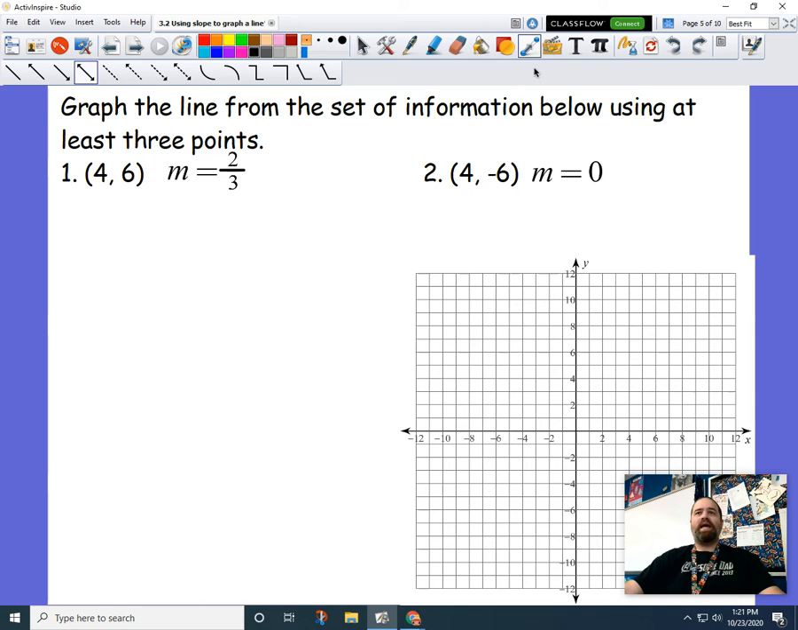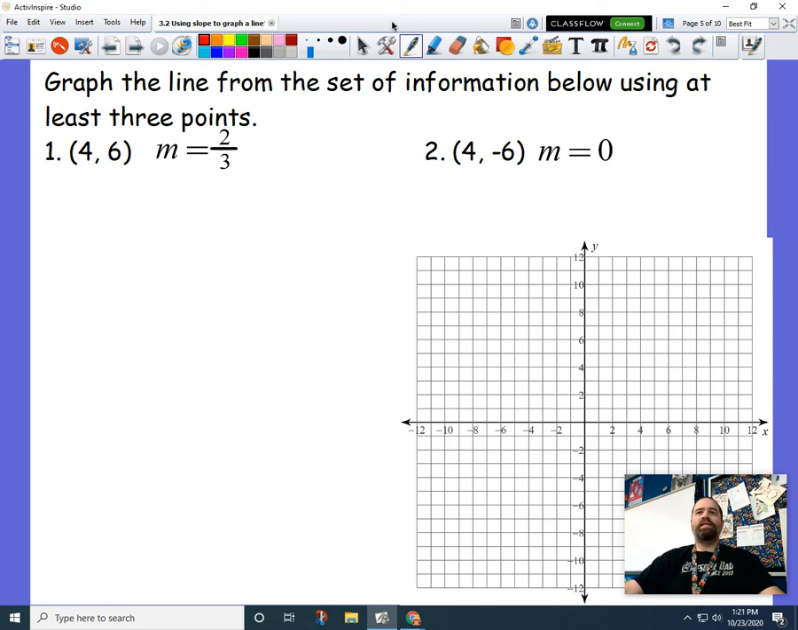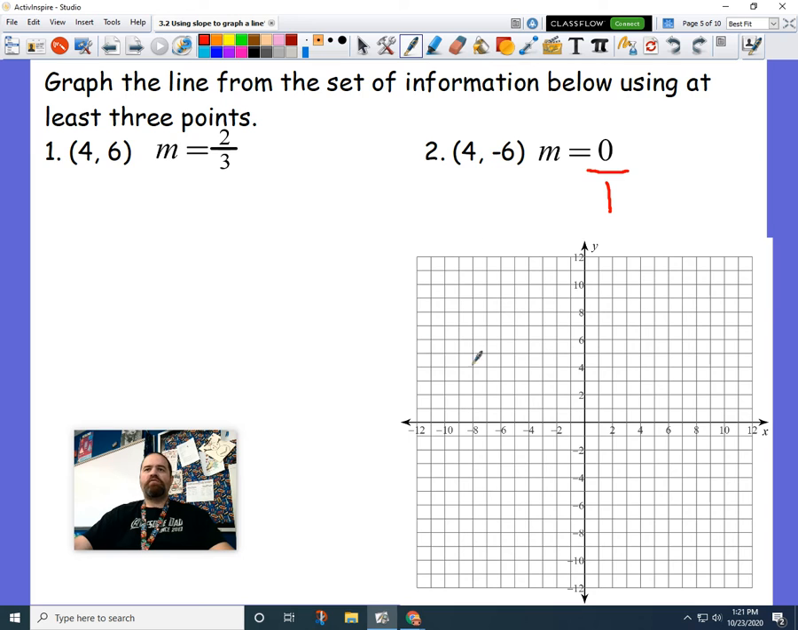Okay, same steps. The only issue with this one is I do not have a denominator on my slope. So I'm going to put that over 1. So graphing this one, I'm going to start at +4, -6. +4, -6 is way down here. From there, I'm going to move 0 units up and down. I'm not going to move up and down at all because it is a 0 slope. And I'm going to move 1 unit to the right. So my second point is going to be right here, and do it again.